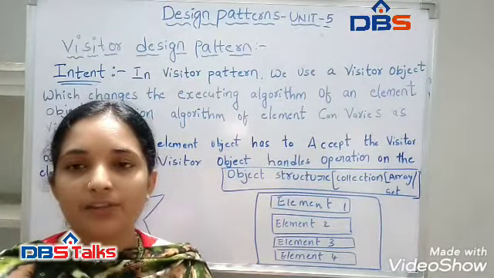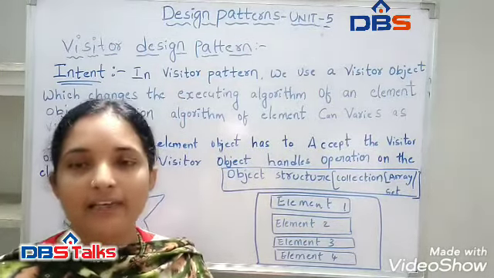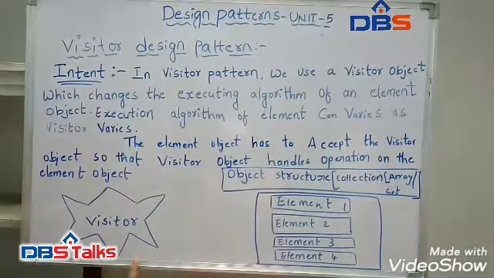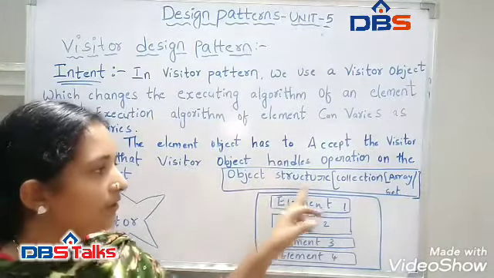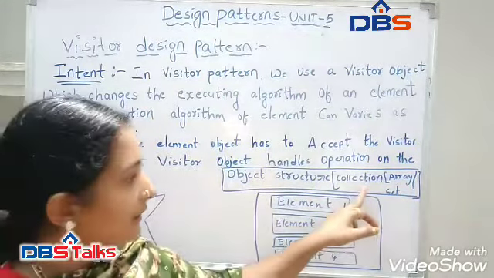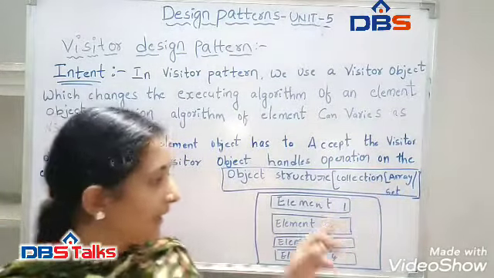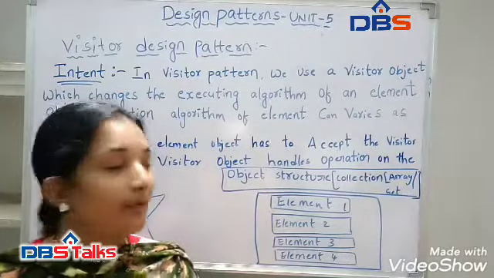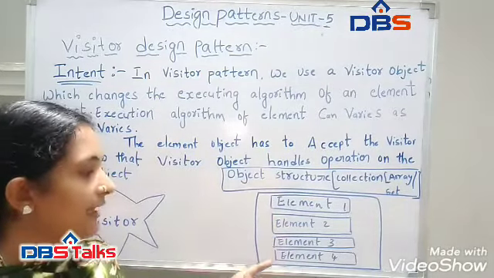In this definition, if we see the diagram, we can understand the meaning. I have a small image here. At the left hand side we have the visitor, and at the right hand side we have the object structure. An example of an object structure is a collection, such as an array list and a set. In the object structure we have multiple elements like element 1, element 2, element 3 and element 4.